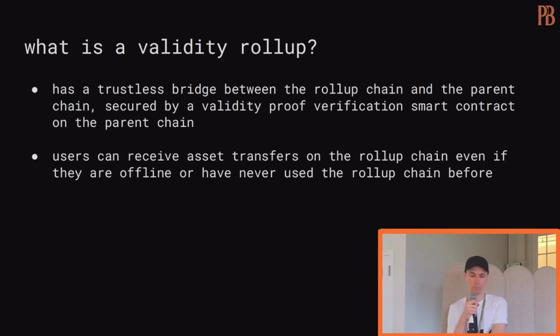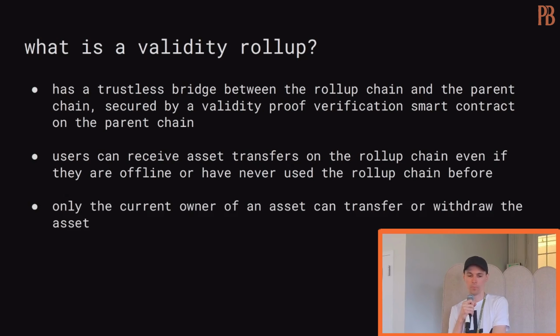And with that, users can receive asset transfers on the rollup chain even if they are offline and even if they have never used the rollup chain before. So the same way that a new user of Bitcoin can just spin up a Bitcoin wallet, give their counterparty an address, and receive coins without having any pre-existing relationship, a rollup is just a blockchain. So you can treat it in your mental model as a blockchain. The user experience is just like using any other blockchain. Thanks to the fact that all of the transactions are validity proven, only the current owner of an asset can actually transfer or withdraw the asset.